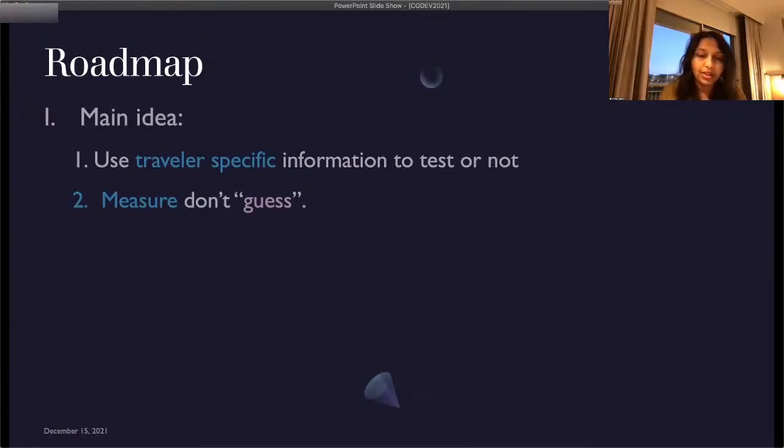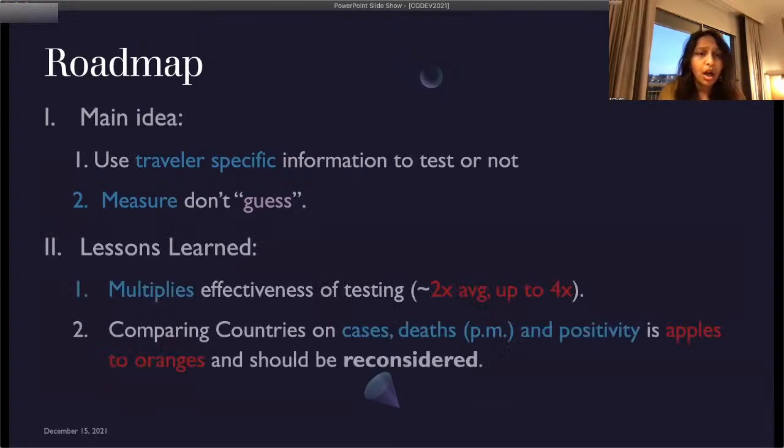Because the goal here was really to catch as many positive cases as we can at the border so that we will be able to ask these people to self-isolate or quarantine rather than going around doing their vacation and spreading the infection amongst the general population. And this approach was really effective in that it doubled the effectiveness of testing. So we were able to catch twice as many infections at the border than we would have had we done something like random testing. And when there was high traffic, this went up to even 4x.